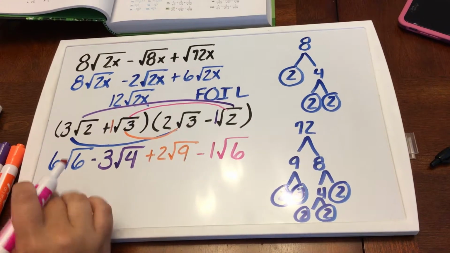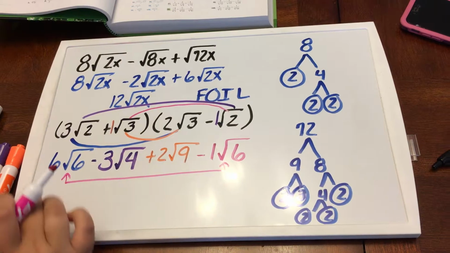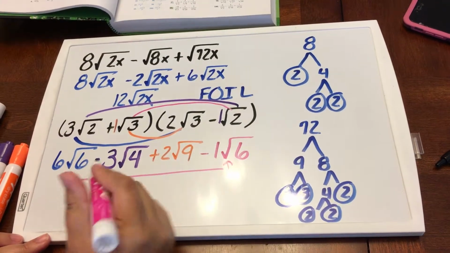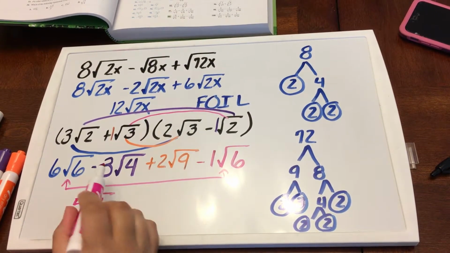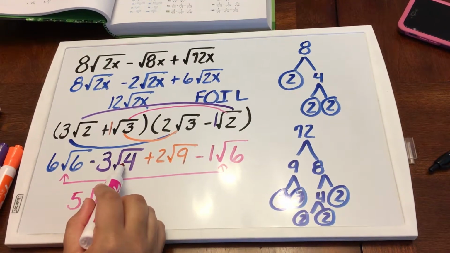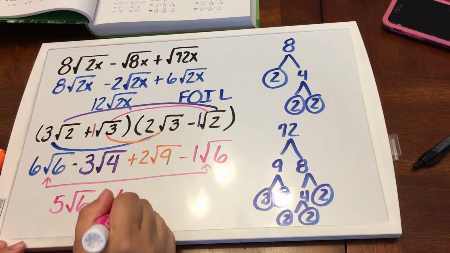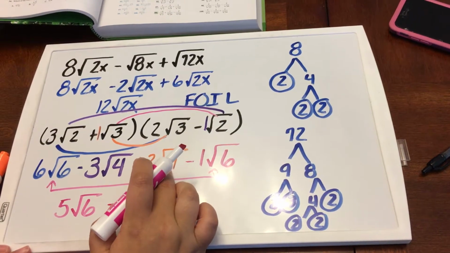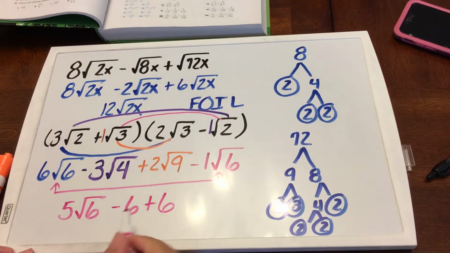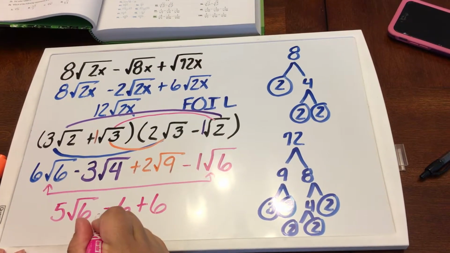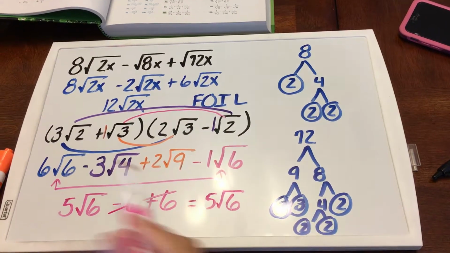That means these two things right here can combine because they both have a square root of 6 with them. So 6 minus 1 is 5 square roots of 6. And then here, square root of 4 is 2. Negative 3 times 2 is negative 6. And then square root of 9 is 3. 2 times 3 is positive 6. Negative 6 plus 6 is just going to go away, so my final answer is 5 square roots of 6.